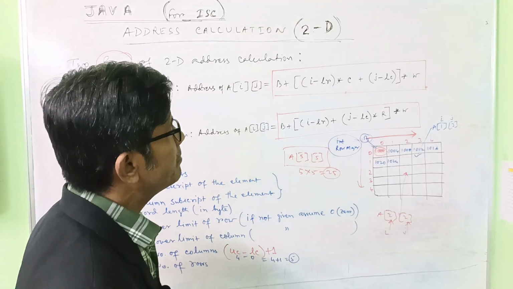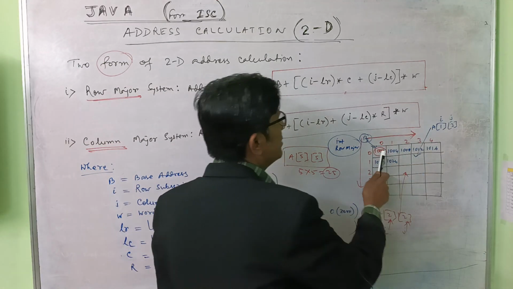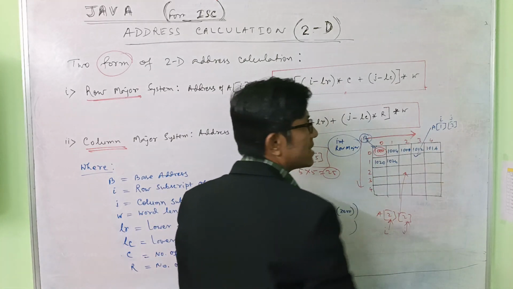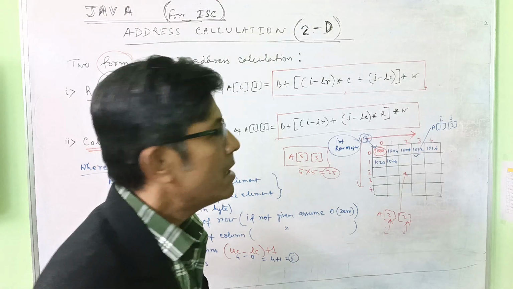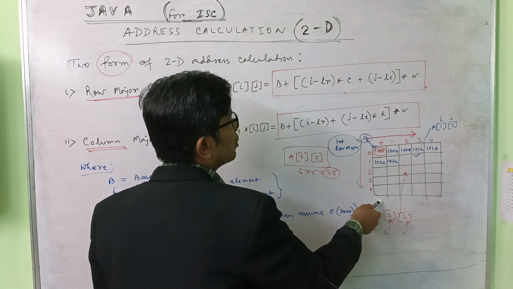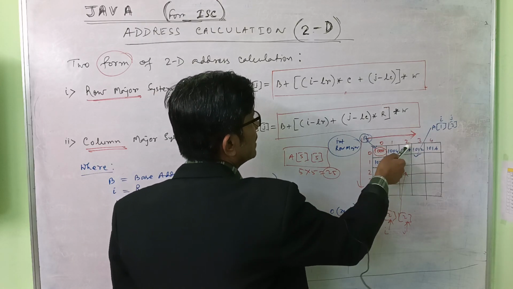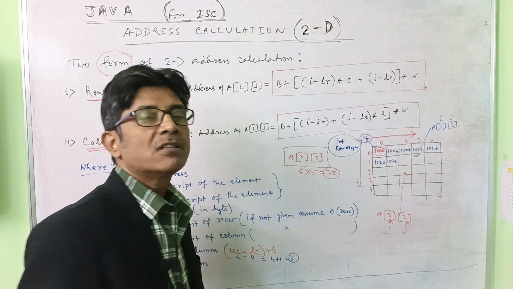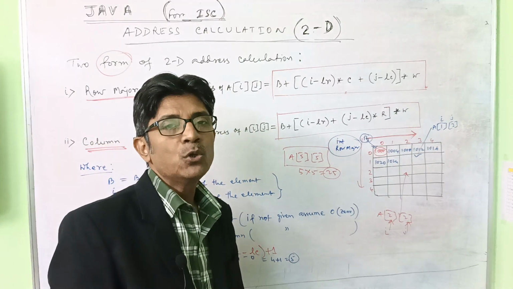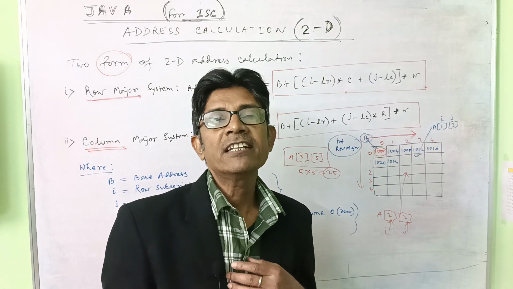Row major format means if your array is like this, the memory address will be increasing from left to right. This is called row wise. And column major means the memory address will be increasing from top to bottom. Up to this much, again we start from here. This is called column major format. Whether you have to use row major or column major will be given in the problem.